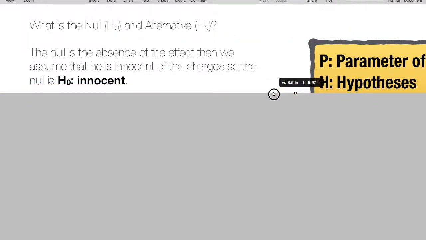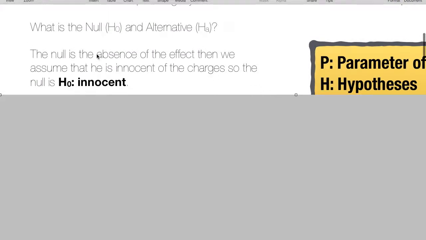And so if we write that out, here's what it would be. The null hypothesis would be the null is the absence of the effect. So we would assume that he's innocent of any charges. So H0 would be the defendant is innocent.